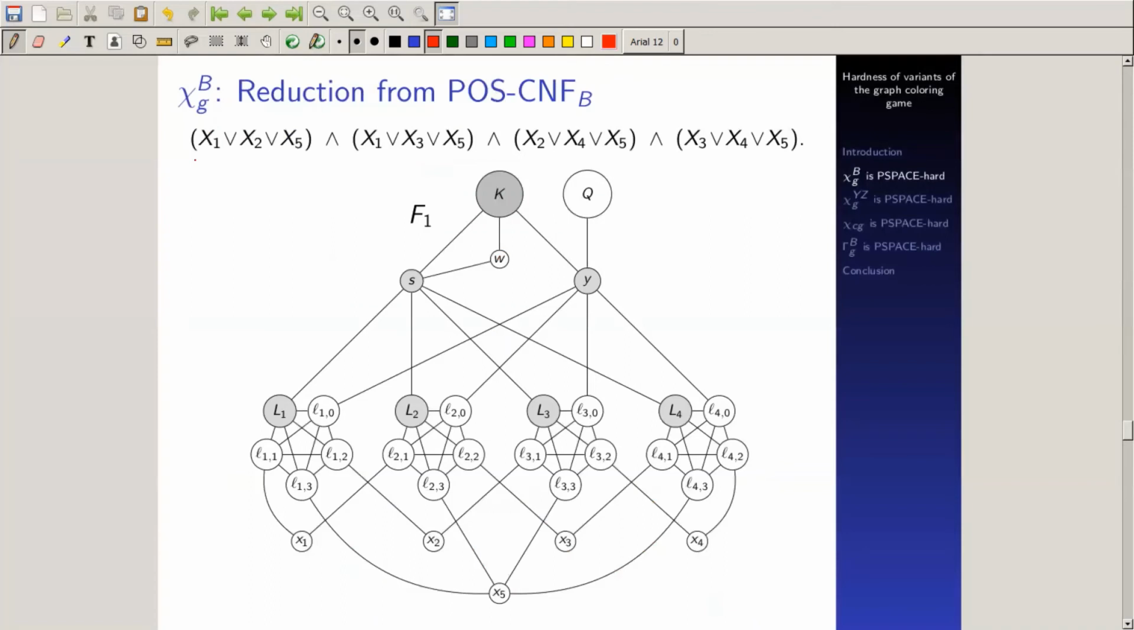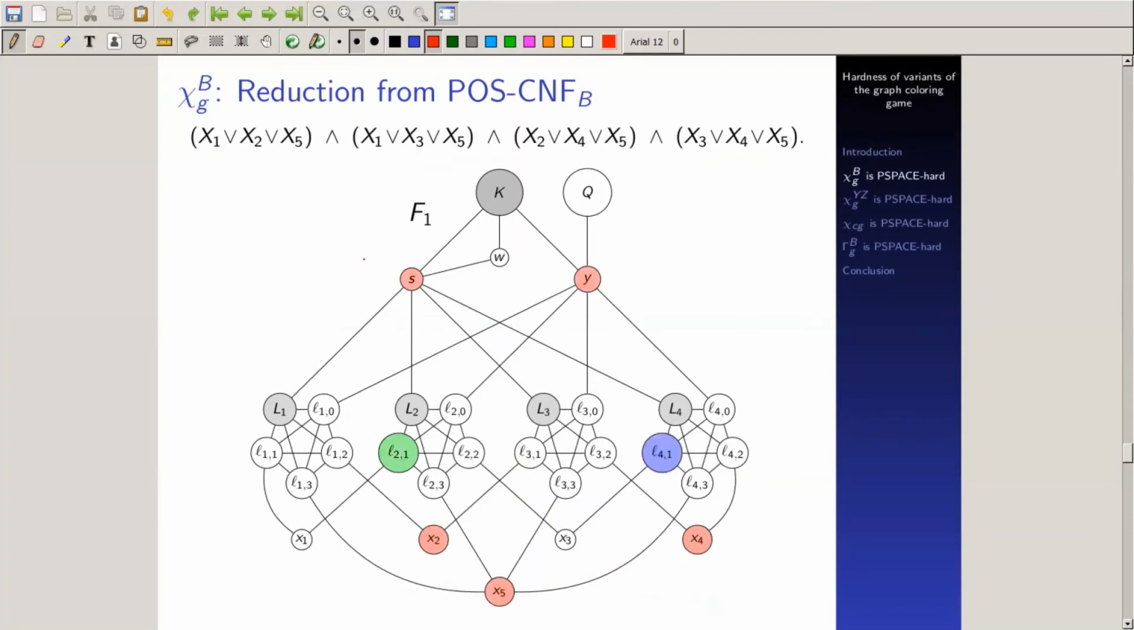So this is the main idea of the reduction, the entire reduction given a CNF formula here. Suppose that Bob has a winning strategy in POS-CNF B. Bob is the first to play. He plays 1 in S. Alice must play 1 in Y. From now on, Bob will follow his strategy in POS-CNF.